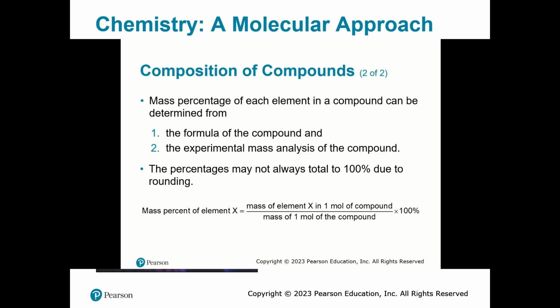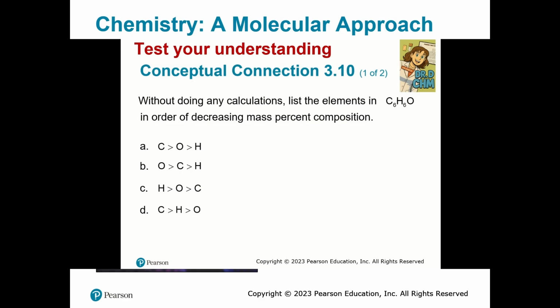So it's always part divided by the total multiplied by 100. So let's test your understanding over here without doing any calculations. List the elements in C6H6O in order of decreasing mass percent composition. So we know that we're going to divide part by the total and times 100 for each atom.